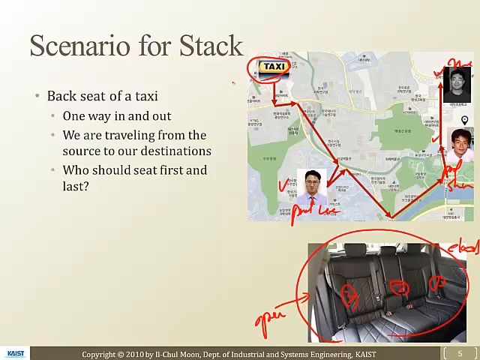Our route is that we are going to discharge. Discharge means Professor Lee is going to get off.